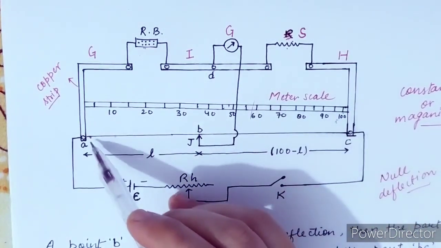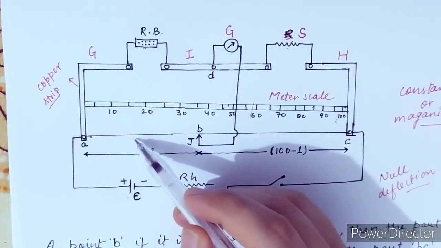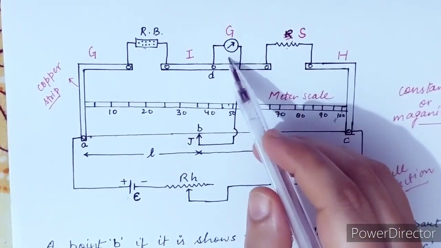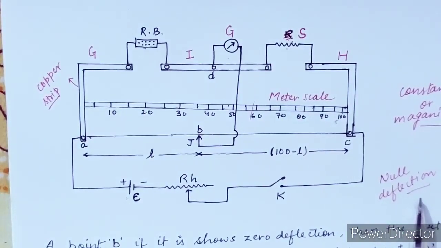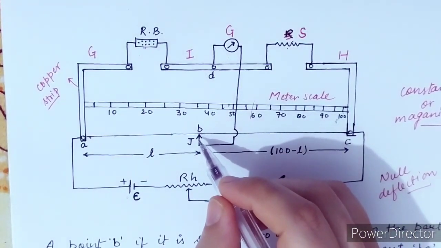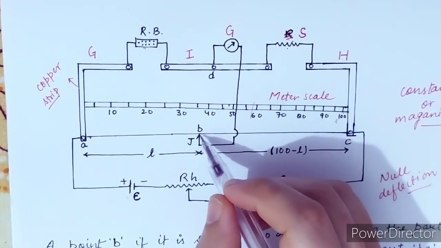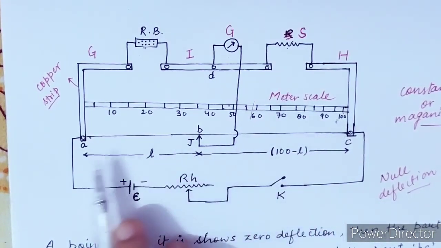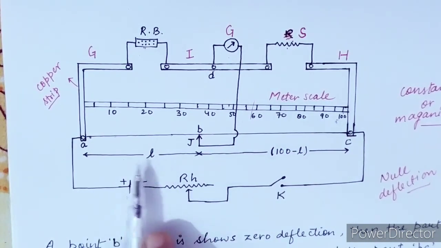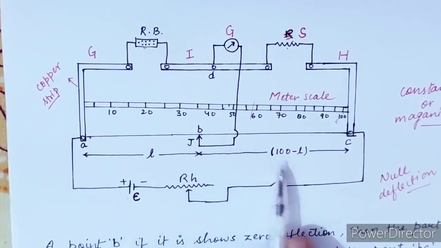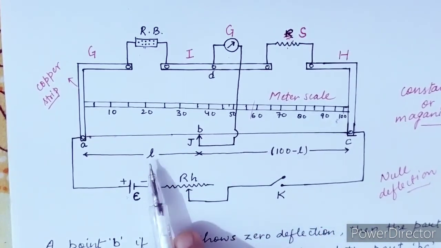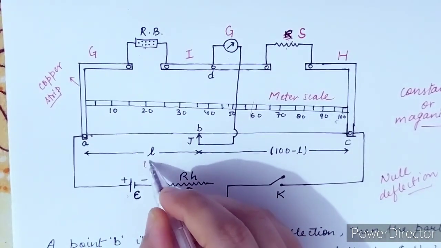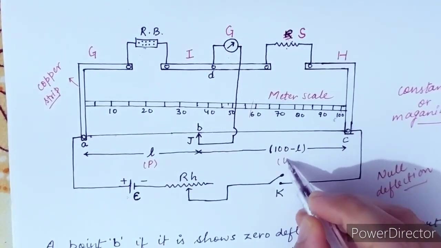Now put the jockey at different positions. At a particular position, suppose the galvanometer shows zero deflection, or null deflection. That point is your balance condition. Here I am taking point B as the balance point. Don't slide the jockey over the wire, it will cut the wire. This length is your L and the remaining will be 100 minus L. Remember, this length will be in centimeters. This L is termed P and 100 minus L is Q.